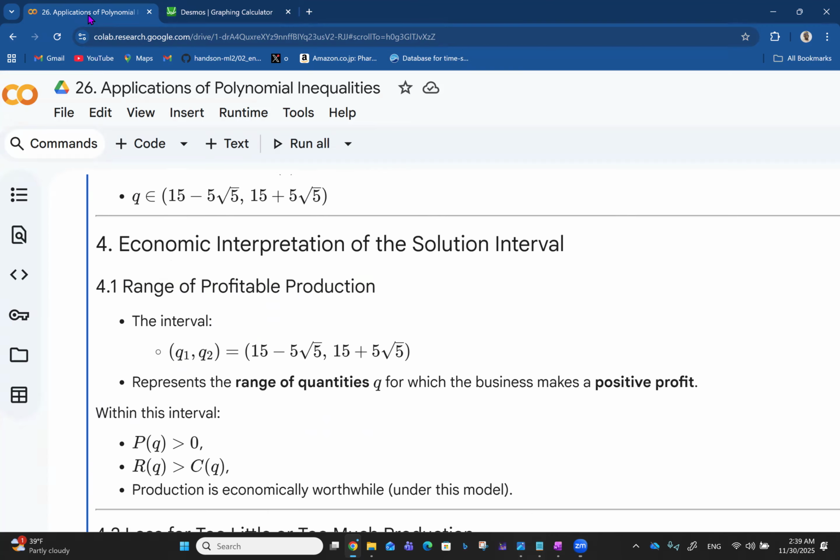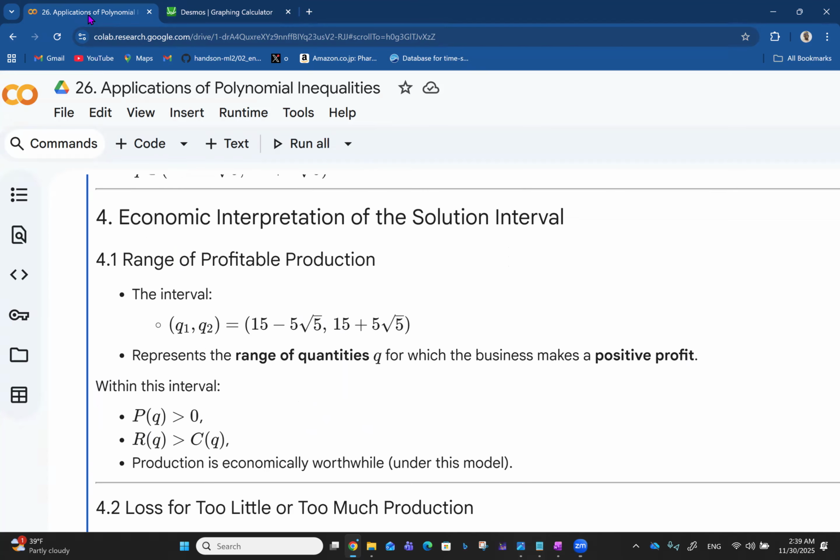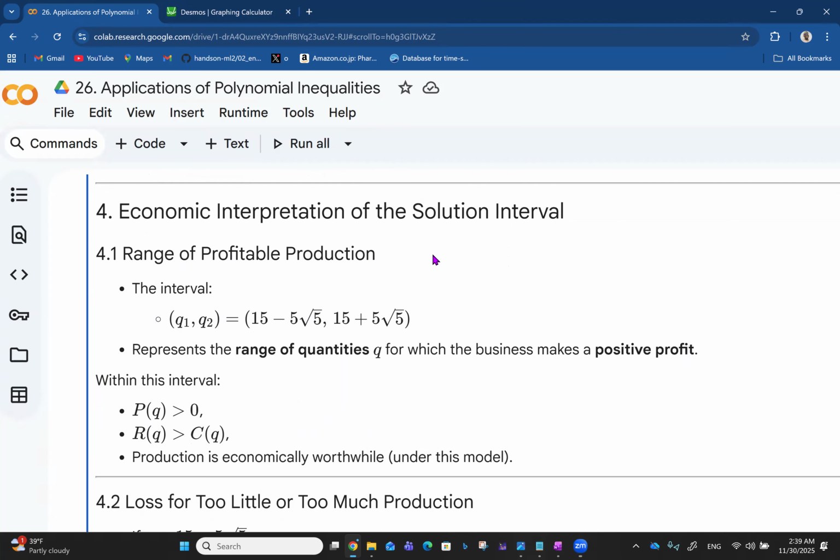Okay. So let's talk about the economic interpretation of the solution interval. The range of profitable production, the interval Q1, Q2, is 15 minus 5 root 5 to 15 plus 5 root 5. It represents the range of quantities Q for which the business makes a positive profit. With this interval, P of Q will be greater than 0, and the revenue will be greater than the cost, which is what we want, and production is economically worthwhile under this model.